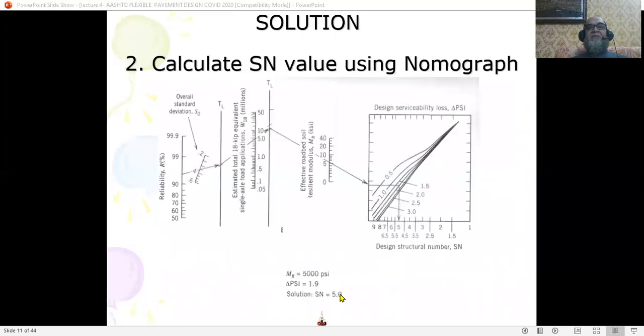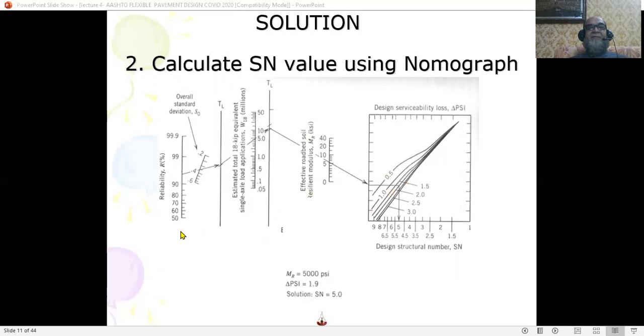So first, you will use this chart. This is known as the nomograph, and it has various parameters here: reliability, standard deviation, then there's a transfer line, then this is a logarithmic scale of W18, equivalent single axle load applications, and remember the limit, it's 50 million. So if you come up with traffic more than 50 million, we cannot design an AASHTO flexible pavement using the AASHTO method. Then there is the effective roadbed resilient modulus, this value, and this is the delta PSI chart, and I will show you how you use this nomograph.